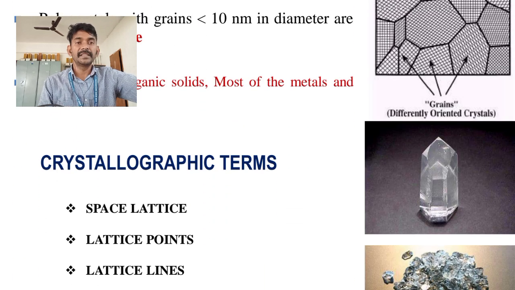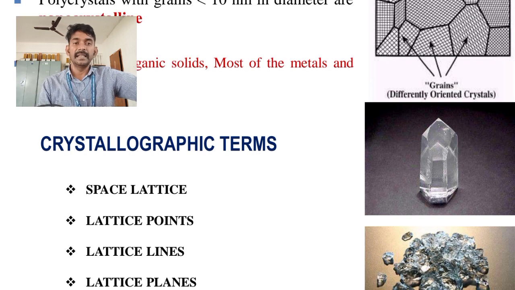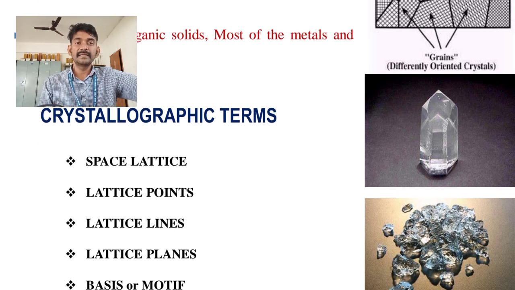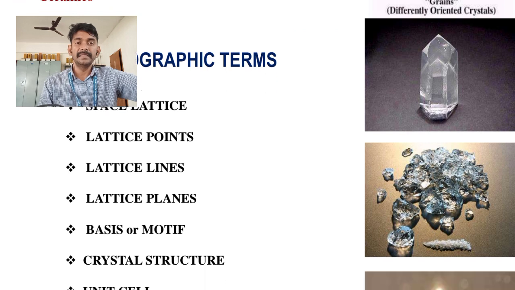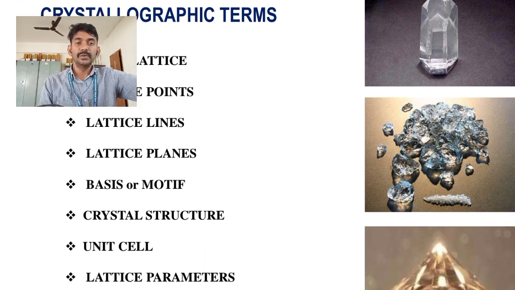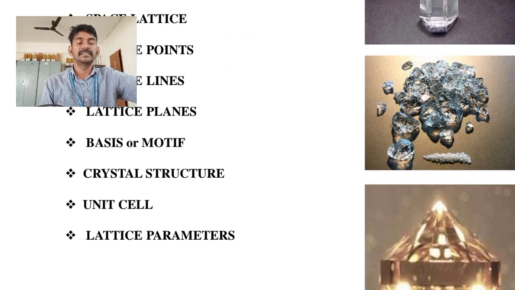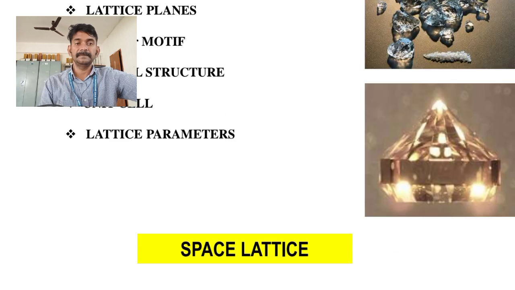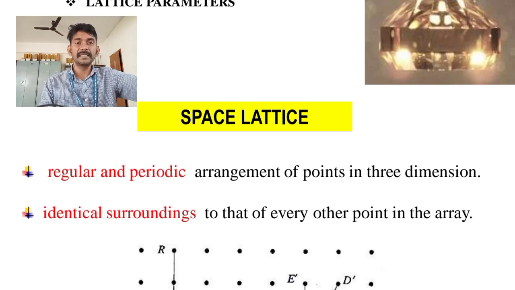Then crystallographic terms. The crystallographic terms are space lattice, lattice points, lattice lines, lattice planes, basis, crystal structure, unit cell and lattice parameters. We are going to discuss these few fundamental topics of crystalline solid materials. So what is meant by space lattice?